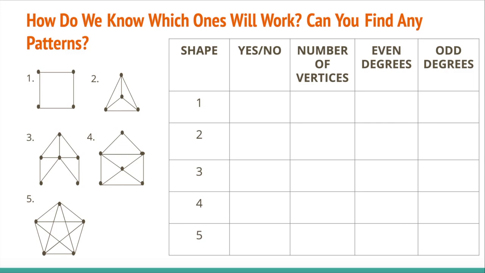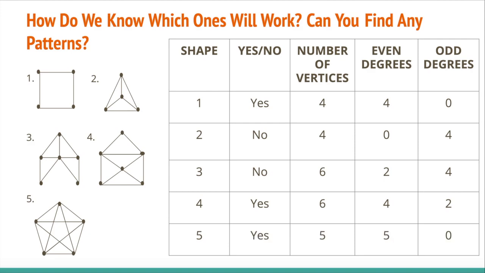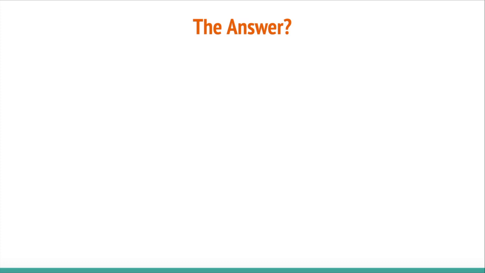So let's start counting number of vertices and figuring out how many are even and how many are odd. So for shape 1, it did work. There are 4 vertices, 4 of which are even because they're degree 2, and there are no odd degree vertices. Shape 2, we can do a similar thing, but all 4 of our vertices are now odd. Shape 3, 2 even and 4 odd. Shape 4, 4 even and 2 odd. And shape 5, all 5 are even degree vertices. So what does this mean?